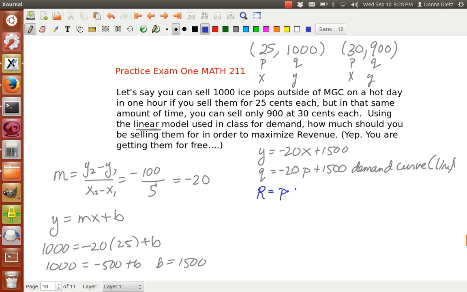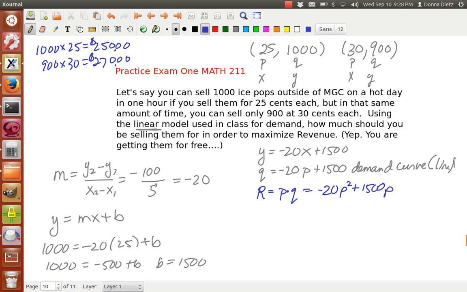Revenue is P times Q, price times quantity. So just off to the side, if we sold 1,000 ice pops for 25 cents each, this is how many pennies you've collected, which is $250. But if we sell 900 at 30 cents each, this is how many pennies we've collected, which is $270. Right? So it's just price times quantity. We already have quantity as a function of P, so now we just have to multiply by yet one more P. Right? And the question is maximize revenue.